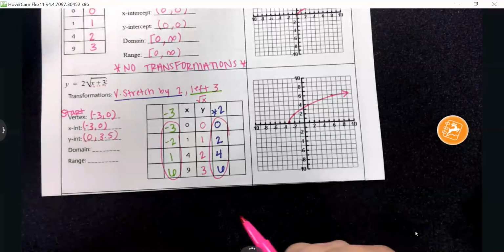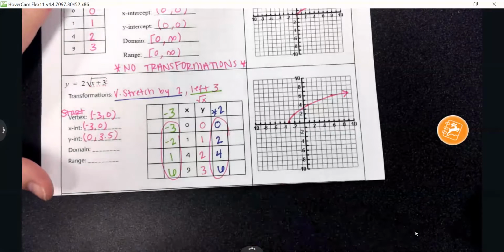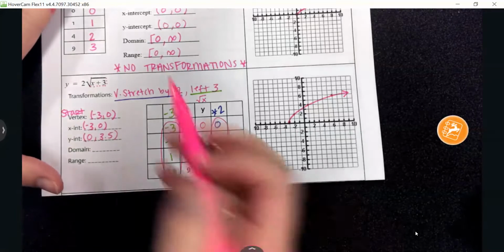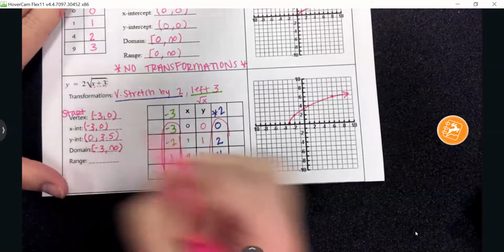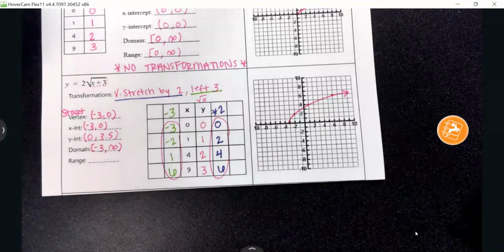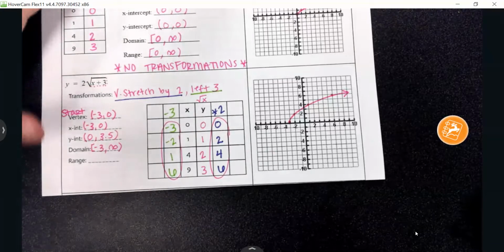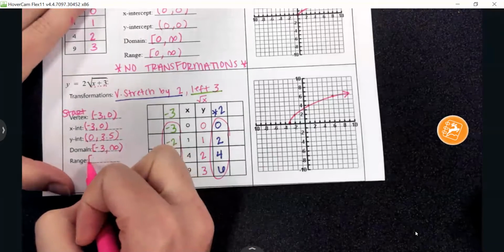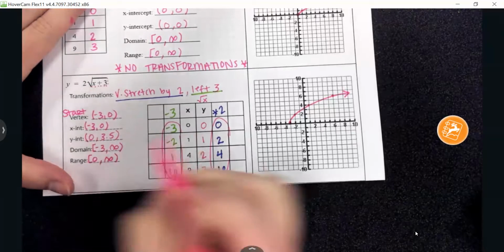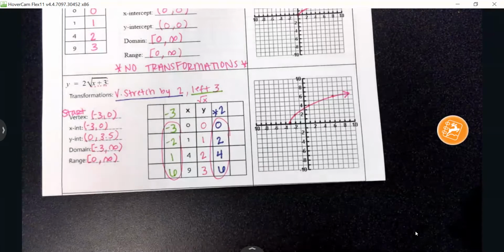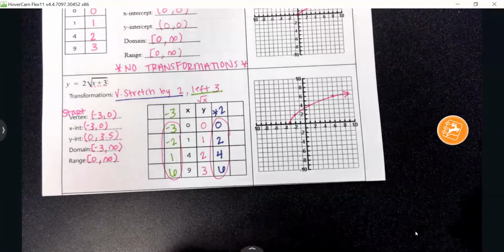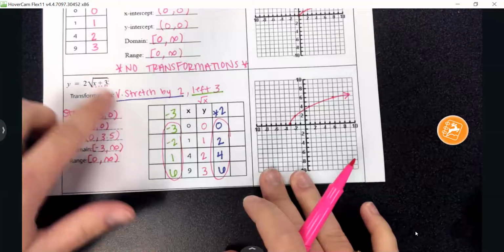My domain, what's the furthest left my domain goes? -3, and where does it go to? Infinity, very good. What about my range? 0 to infinity, very good. Okay. Is it coming back to us? We've done this before, yes, just with different parent function.